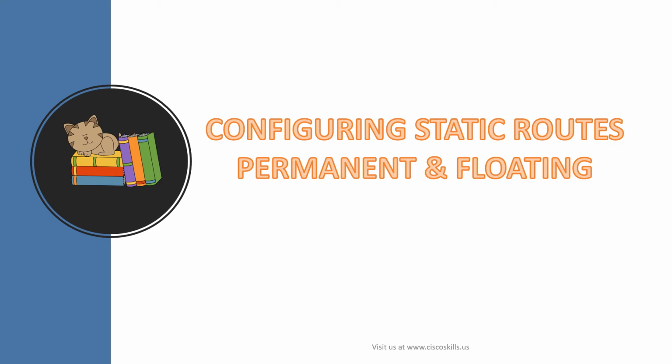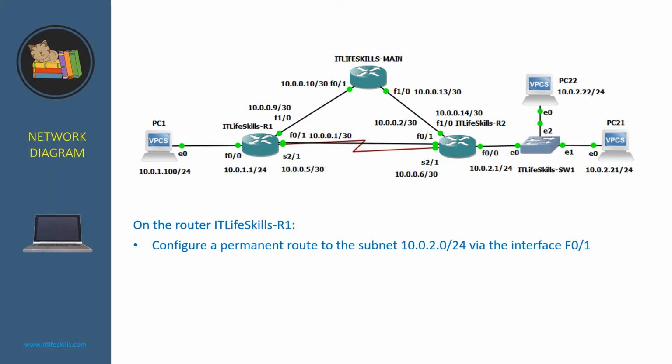Let's learn about configuring static routes as permanent and floating routes. In this lesson, we will use this network diagram in which IT Life Skills main router and IT Life Skills R2 router have been configured with all the options, and IT Life Skills R1 has been configured with a static route to the subnet 10.0.2.0/24, and it used the Ethernet connection.